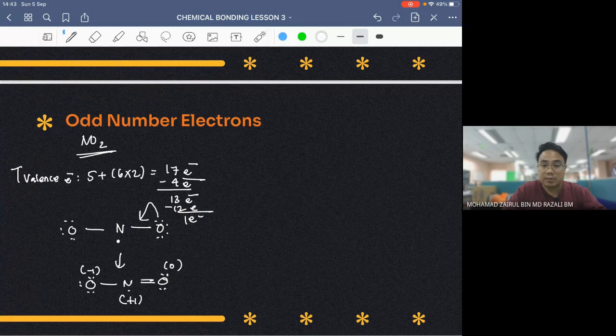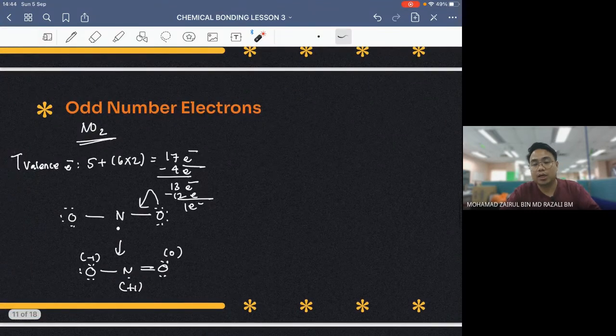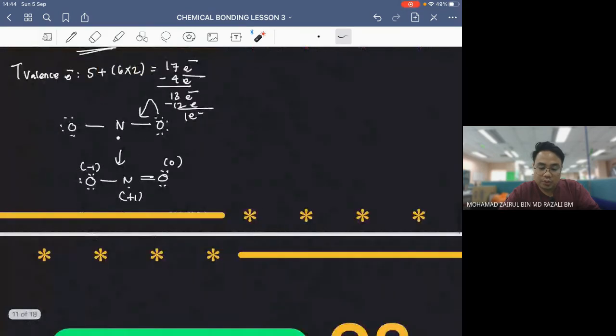So dia dah kira stable sebab kalau awak form lagi satu double bond antara this oxygen and this nitrogen, nitrogen ni akan ada higher formal charge. So dah tak stable. So kalau awak kira the total valence electrons surrounding the nitrogen is 2, 4, 6, 7 valence electrons, which is odd number. That's why lah NO2 ini kita panggil dia sebagai odd number electron. Sebab apa? Sebab the total valence electrons surrounding the central atom does not equal 8, and dia punya ni adalah dalam bentuk odd number, nombor ganjil, which is 7.